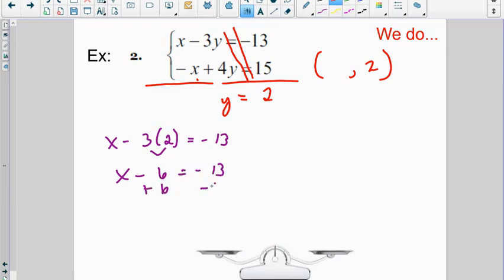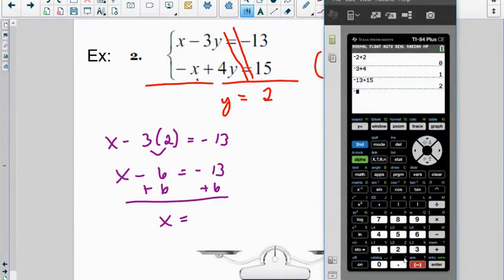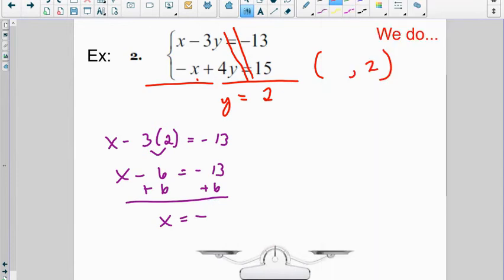I'm going to undo the subtraction by adding on both sides. And I get that x has to equal, well, let's see, it's negatives. I might want to double check this. Negative 13 plus 6, enter, negative 7. There we go. Again, if we would have used the second equation instead in this step, we would have gotten the same results. It just might have been a little bit more work because of this negative in front of the x.